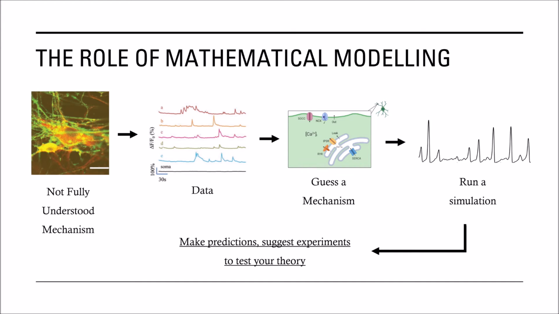Mathematical modeling takes a mechanism that's not fully understood and experimental data describing the system, and it makes a guess at how it might work. That guess is then converted into math. The math is used to run a simulation, and eventually the simulation is used to make predictions and suggest experiments to test a theory about how the mechanism works.